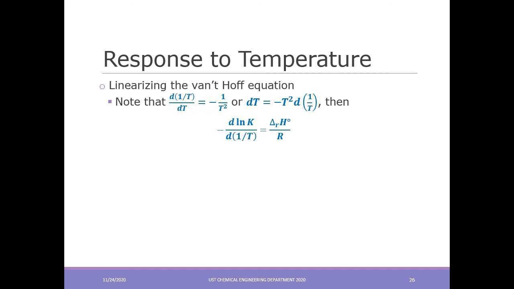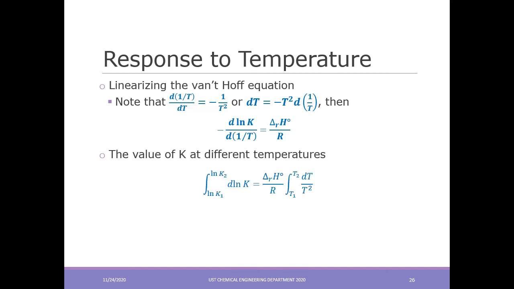We can also use the Van 't Hoff equation to get the value of the equilibrium constant at a different temperature by integrating the Van 't Hoff equation from ln K1 to ln K2 and from T1 to T2, and assuming that the reaction enthalpy is constant over the temperature range being considered. The resulting equation then becomes ln K2 minus ln K1 is equal to negative delta H sub r over R times 1 over T2 minus 1 over T1.